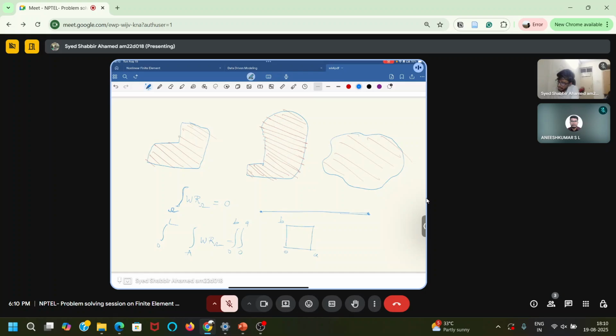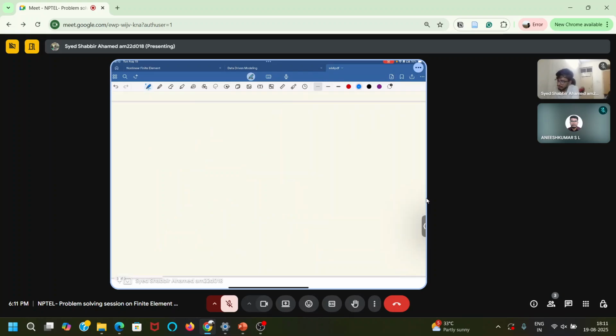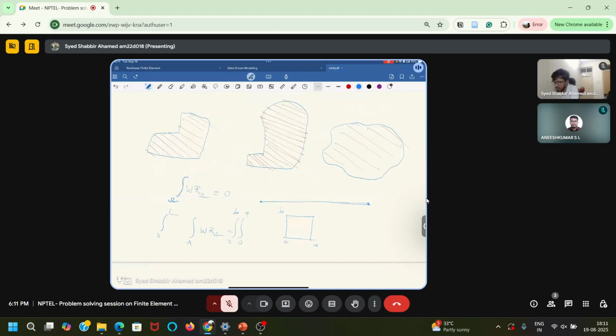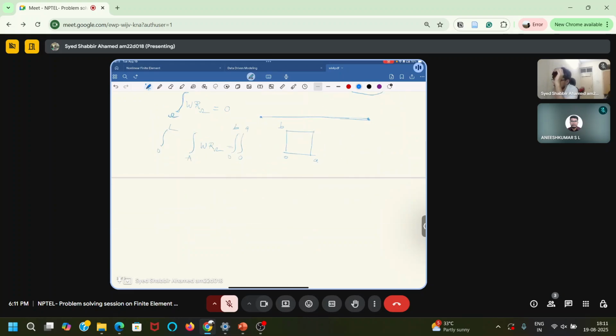But if a structure has a complex domain like this, then it becomes difficult to do this integration. It is not physically possible to define integration and also interpolation over these domains. But we want to solve this problem, and we want to estimate and analyze these kinds of irregular structures too. So in order to do that, people came up with this concept of finite element.